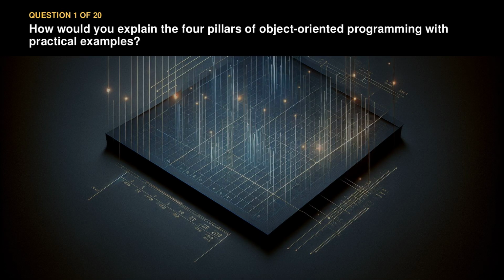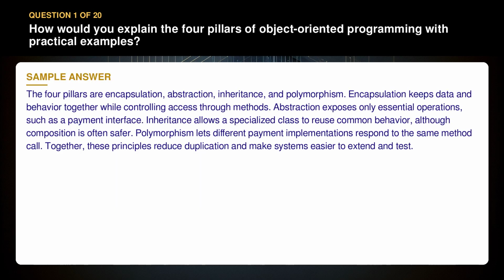Question 1. How would you explain the 4 pillars of object-oriented programming with practical examples? The 4 pillars are encapsulation, abstraction, inheritance, and polymorphism. Encapsulation keeps data and behavior together while controlling access through methods. Abstraction exposes only essential operations, such as a payment interface.